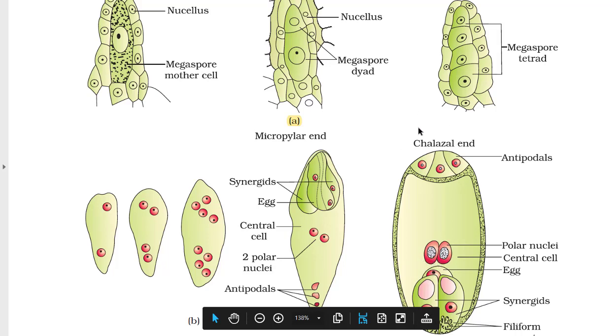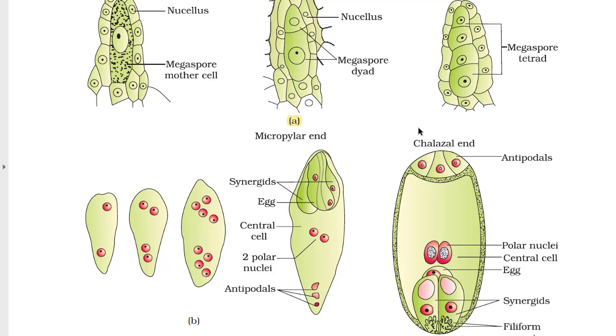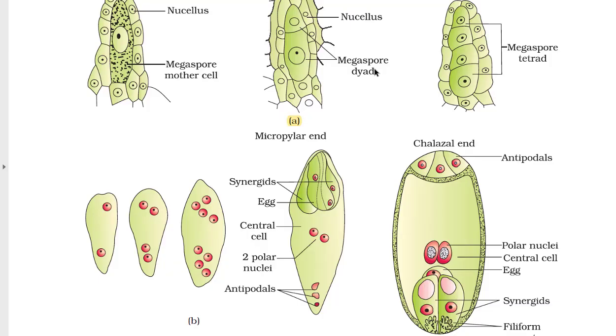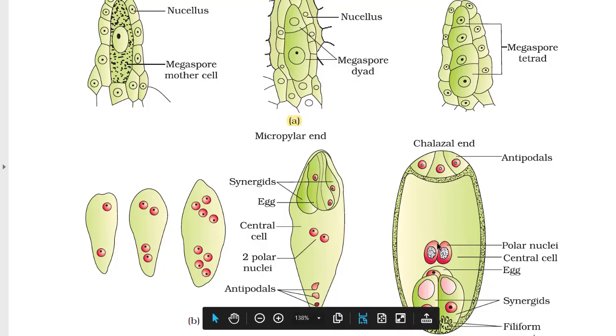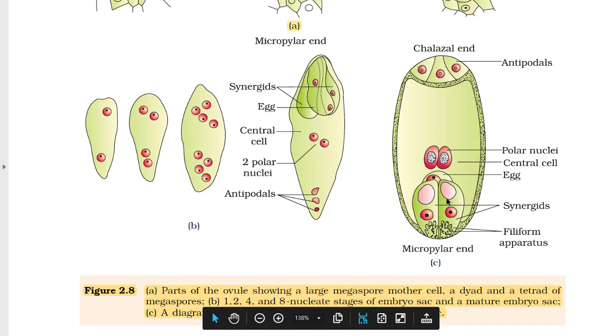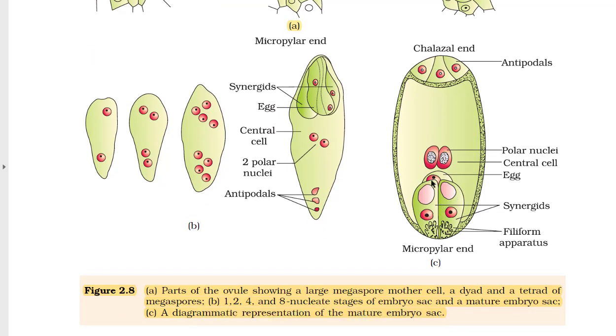तो आई होप आप समझ गए होगे कि ये 7 सेल्ड है. प्लीज मेरी बात ध्यान से सुनो, ये 7 सेल्ड है लेकिन इसमें 8 न्यूक्लियस है, और ये सबसे ज्यादा इंपॉर्टेंट क्वेश्चन है इस चैप्टर का. अंडरस्टूड? Now the 3 cells are present together at the micropylar end and they constitute the egg apparatus. तो माइक्रोपाइलर एंड हम लोग ने देखा था, ये चैलेजल एंड है, और यहाँ पे माइक्रोपाइलर एंड आप देखोगे तो यहाँ पर आपके 3 सेल जो एग है, 1, 2, 3, ये आपके एग अपैरेटस को बनाते हैं.